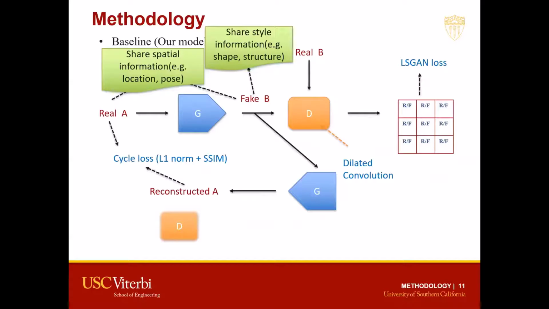In our model, we add the spatial matching loss between the original image and the generated image to make the generated object have similar spatial information to the original object, like the location and the pose. We also add the style matching loss between the generated and real images to make the generated object reproduce similar stylistic features of the real object, like the shape and structure.